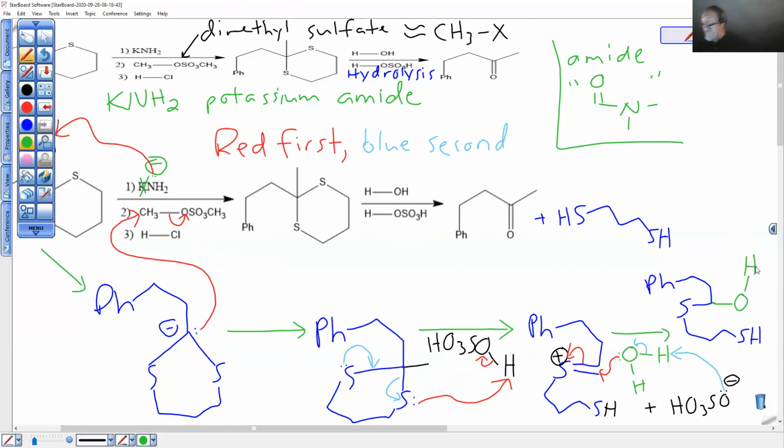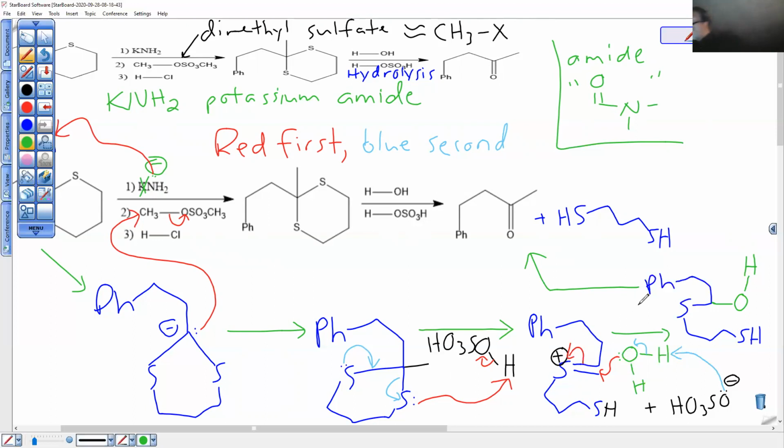That is a hemithioacetal. I think earlier we showed how to get from that to the full acetal. How about going backwards from the hemithioacetal to the carbonyl?